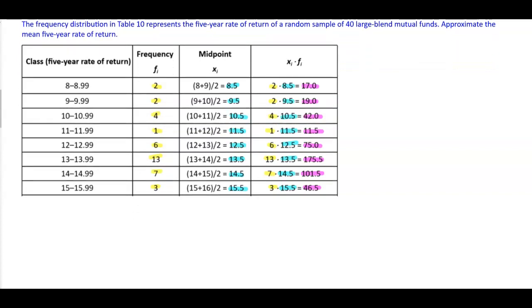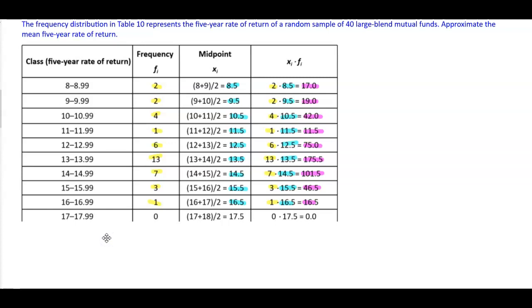Okay, next class, we have 16 to 16.99. We know that we have 1 for the frequency. We know that we have 16.5 as the midpoint. And when we multiply them together, then we get 16.5.